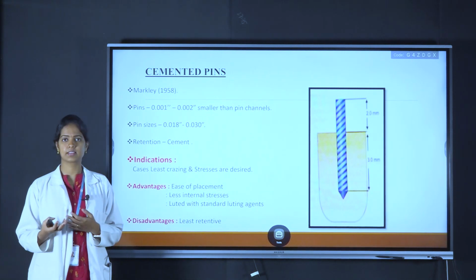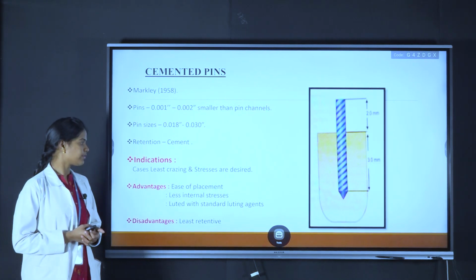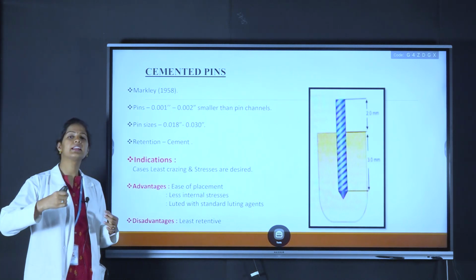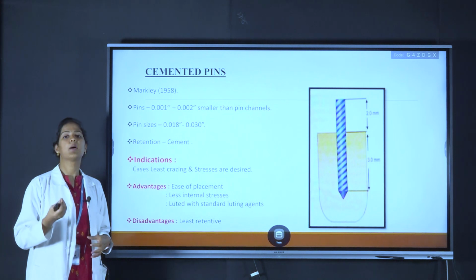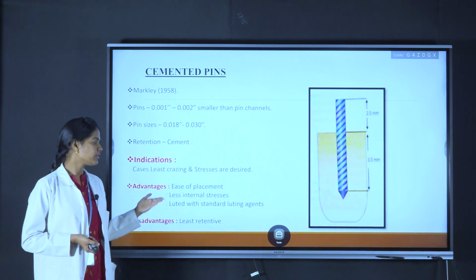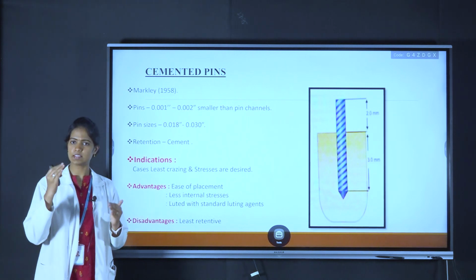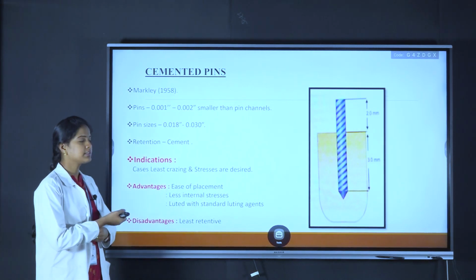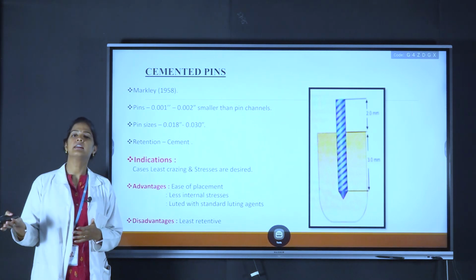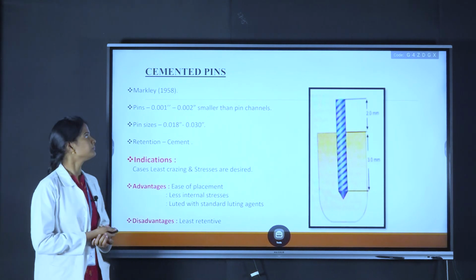Okay, so coming to the indications, it is indicated in cases where the least amount of stress is desired. In such cases, usually you can go ahead with the cemented pins. Coming to the advantages, obviously it has ease of placement because it is cemented and passively fitted inside the dentine. The amount of internal stresses is less. And because it is being luted with a standard luting agent, the amount of stress that can be dissipated along the dentine is minimized. Coming to the disadvantages, obviously it has a reciprocal interaction. The lesser the internal stresses, the lesser the retention for this type of pin.